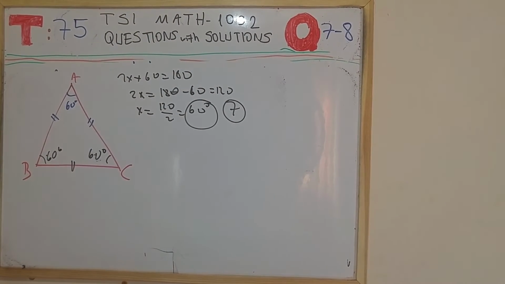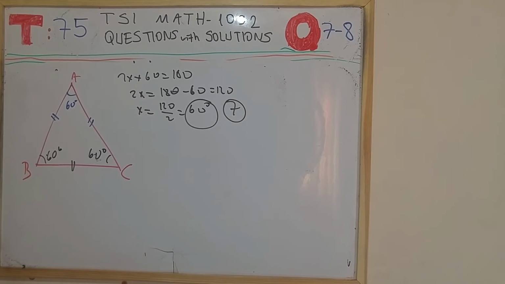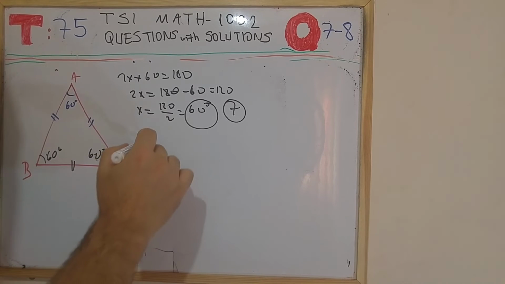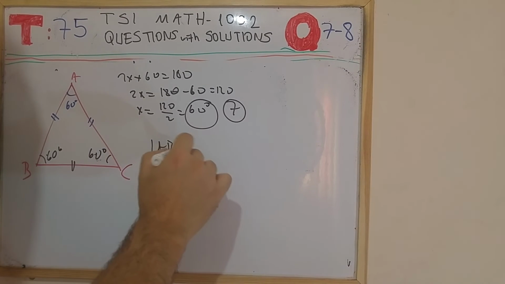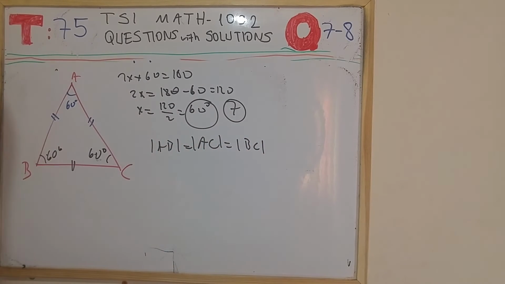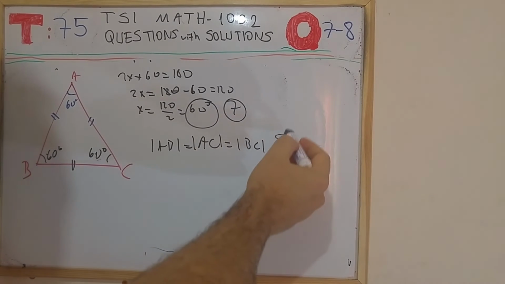And now when we come to question number 8, this triangle is an equilateral triangle, as we have proved. That's why all the sides are equal to each other. AB is equal to AC, that is equal to BC. That's the answer for question number 8.